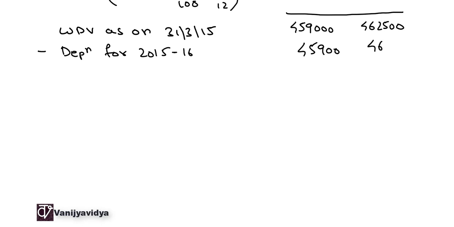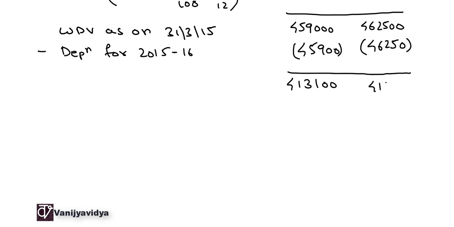And for this it is 46,250, that is 10% of 4,62,500. So once we reduce this, we get 4,13,100 and 4,16,250. This is WDV as on 31st March 2016.